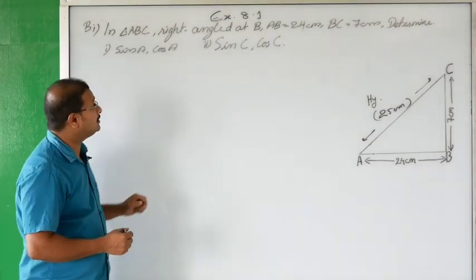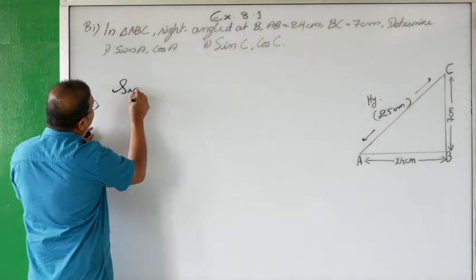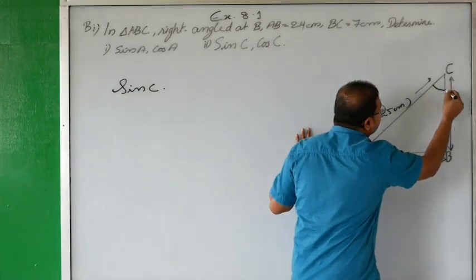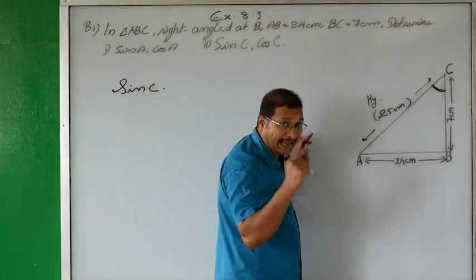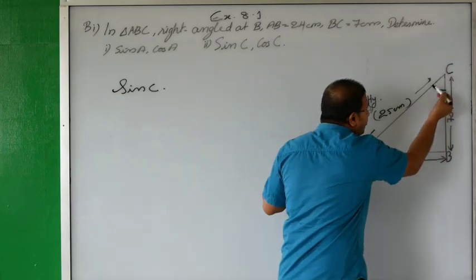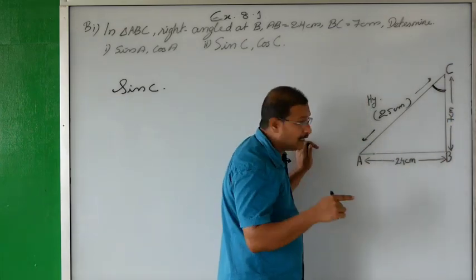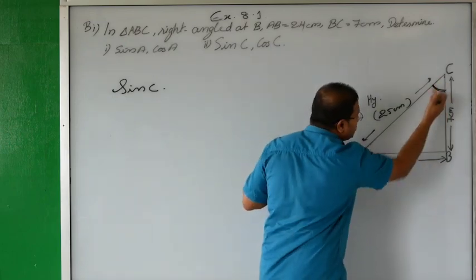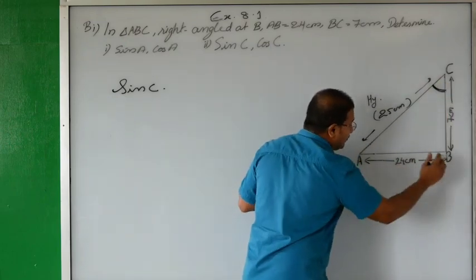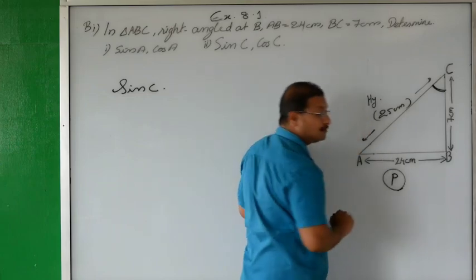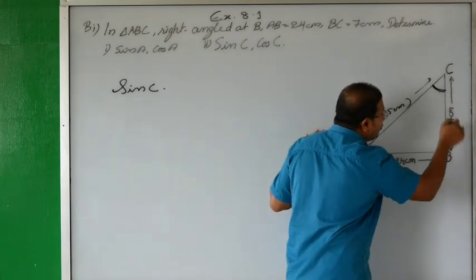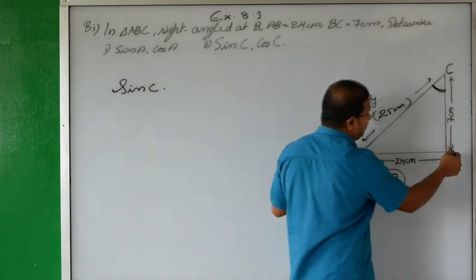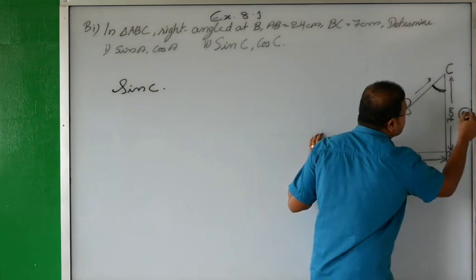25. Let's see the next part. This time we want sine C. To find sine C, let's take angle C. If you take angle C, the perpendicular is the side opposite to angle C. What is that? Yes, AB. This is called the perpendicular. And for angle C, what will be the base? Yes, the side adjacent to angle C. That means BC will be the base.